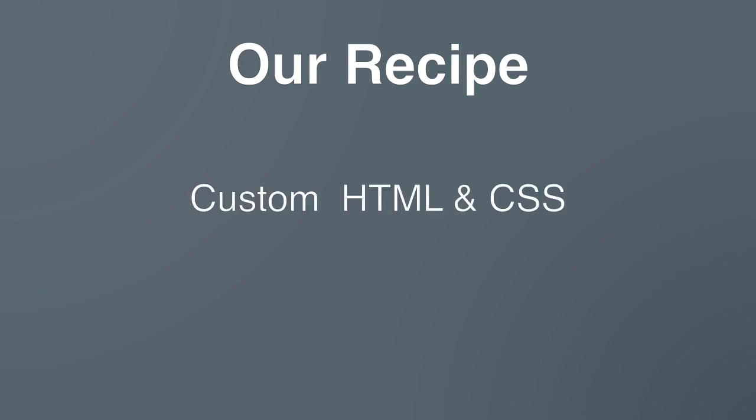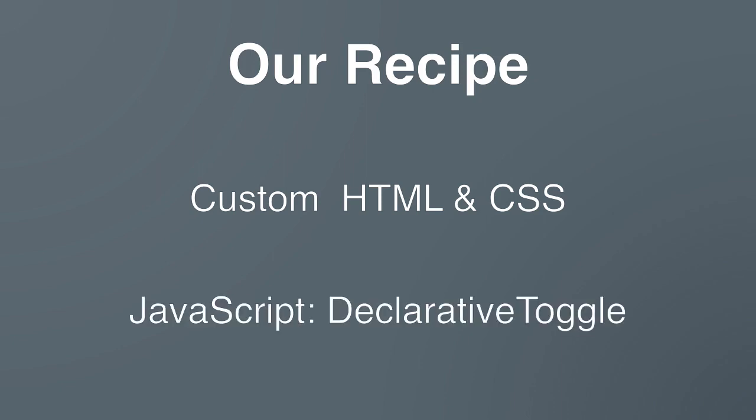The first ingredient is a bit of custom HTML and CSS, which we can write without a problem. And the second ingredient is a JavaScript solution that we're going to plug into our page named declarative toggle. In this scenario, JavaScript will handle the click or tap events, and it will also add and remove the right classes at the right moment to the right elements.